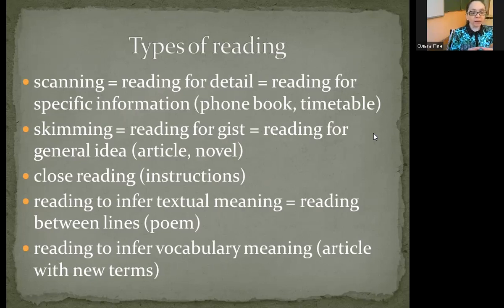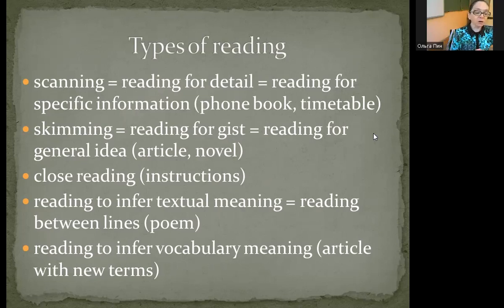Next is reading to infer textual meaning. In other words, reading between lines. This is how we read poems, or if you are familiar with CAE format, this is what task 6 requires. Which author has a similar opinion to author B about blah, blah, blah, or which author's opinion on a certain topic differs from the other 3 authors' opinions.